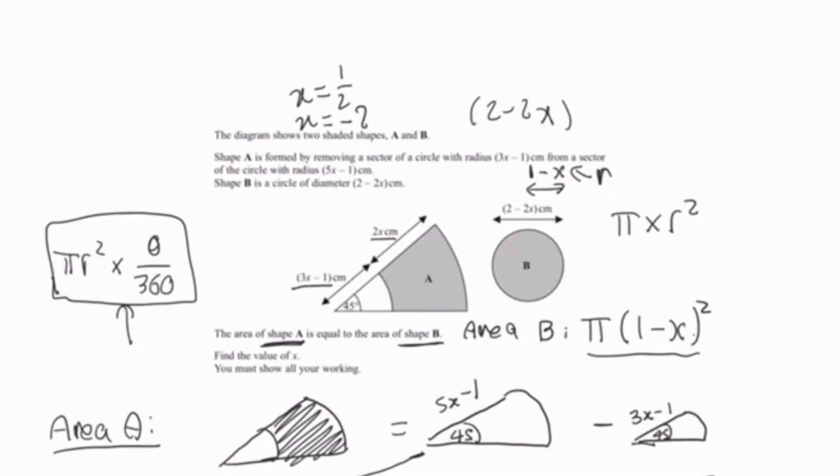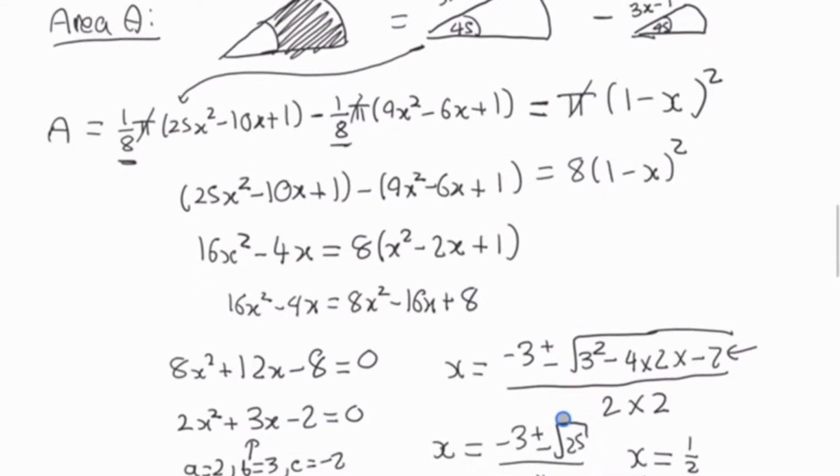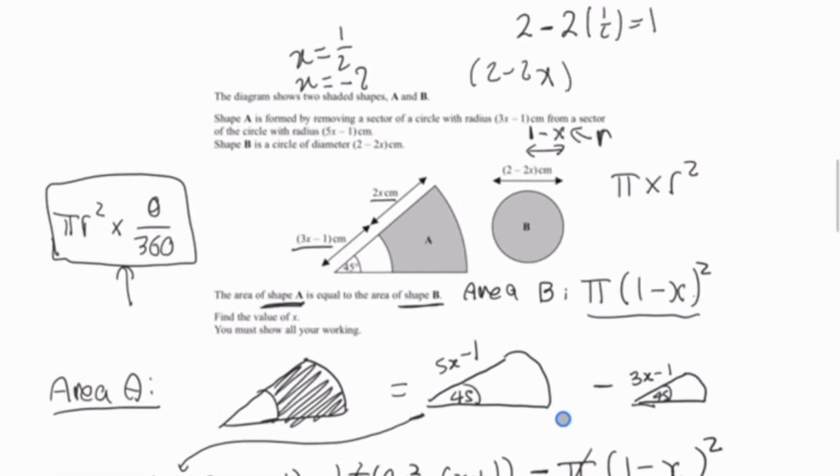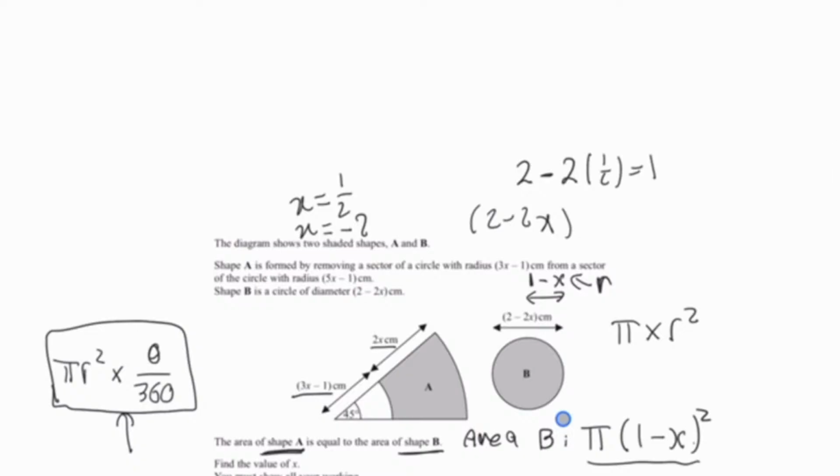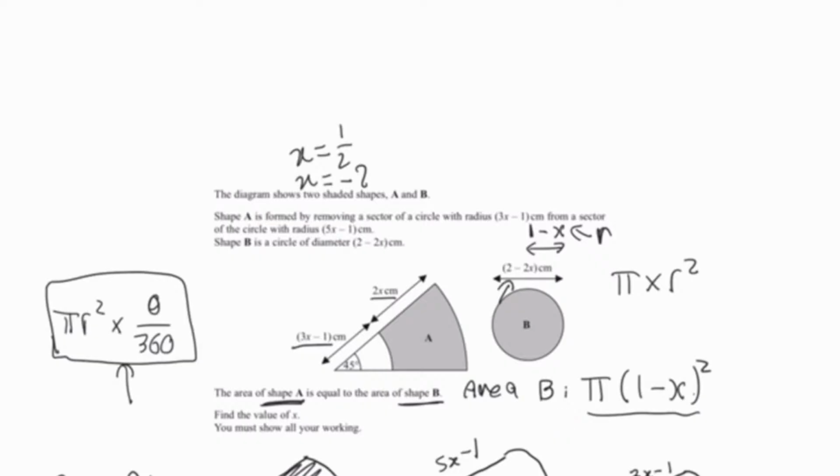So what would happen if x was equal to a half? Well, then we'd get the diameter of this circle as 2 lots of minus 2 times a half. So that's equal to 1. So there's no problems right now. But let's see if it works for that. I'm just double checking. But if x was equal to minus 2, let's see if that also works. So it works for this circle, clearly, both of them work.